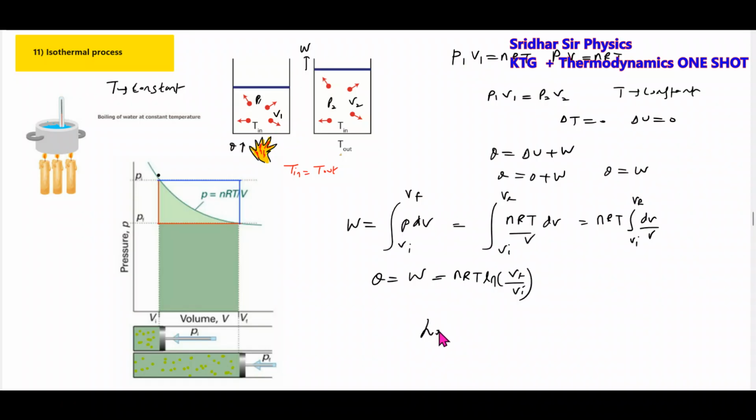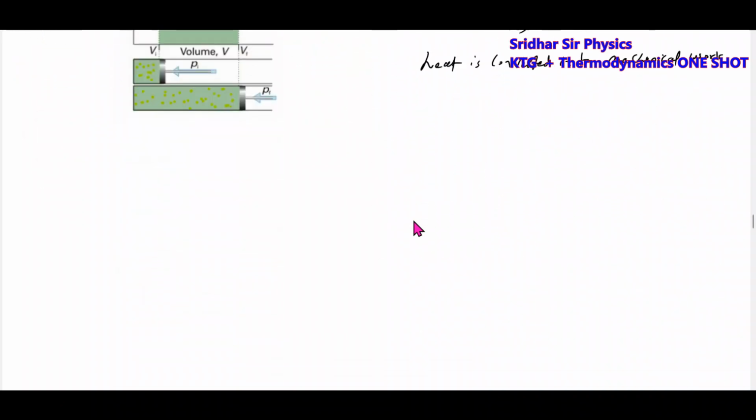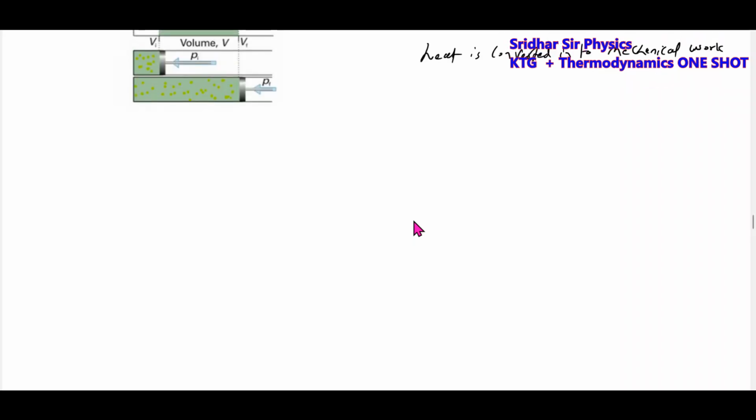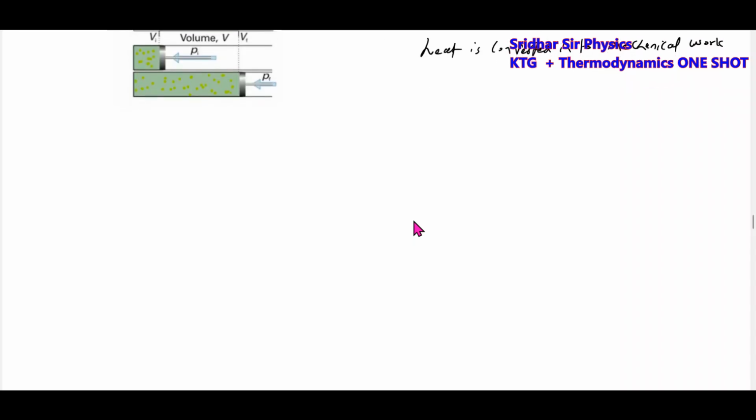So what is the isothermal process? Heat is converted into mechanical work. We'll discuss some graphical things. Now, if you look at the graph here, all possible graphs we'll discuss.